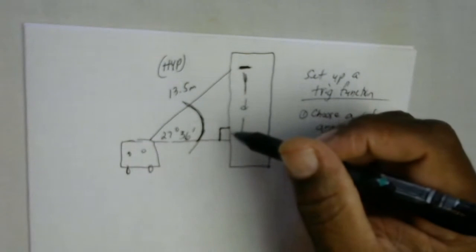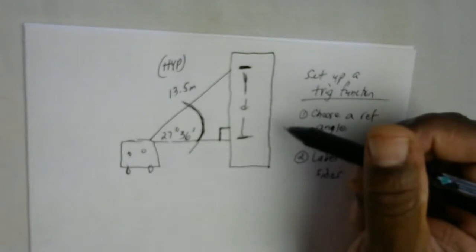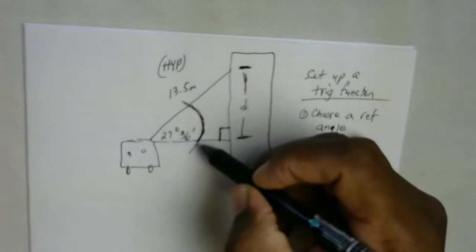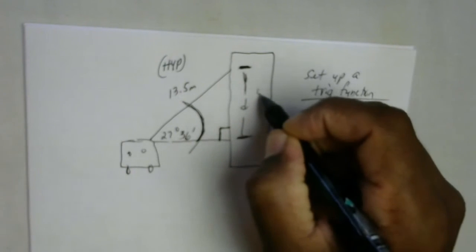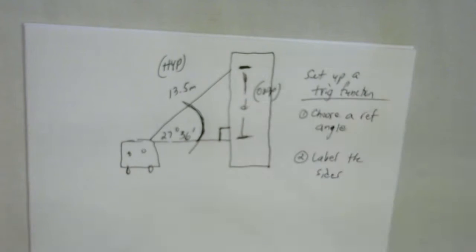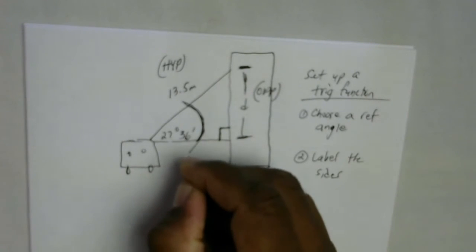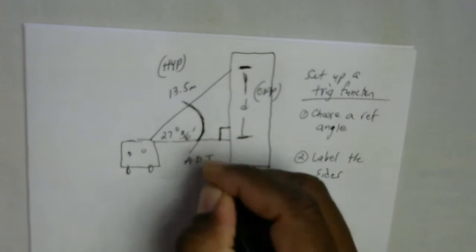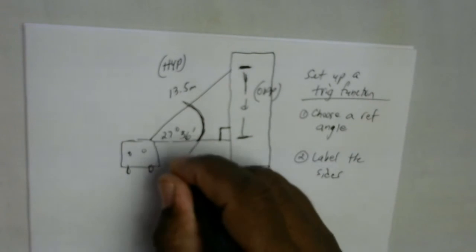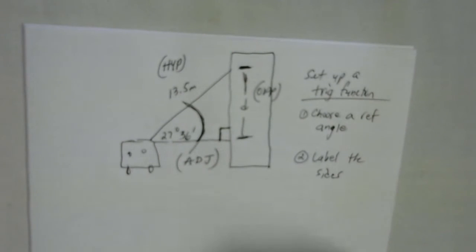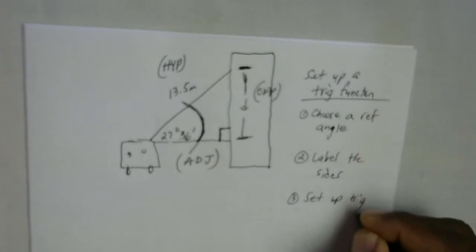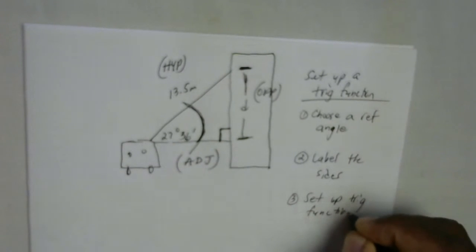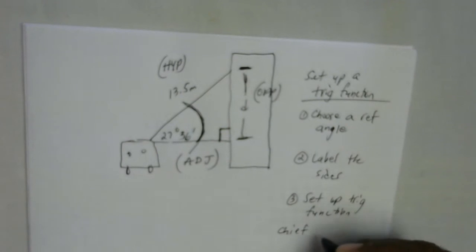Next, I'm going to label my opposite. I'm given a 27 degrees, 36 minutes angle. The side opposite, which is D, is my opposite side. And lastly, I have my adjacent. So we labeled all three sides. The third thing I want to do is set up my trig function. So remember Chief Sakatoa.